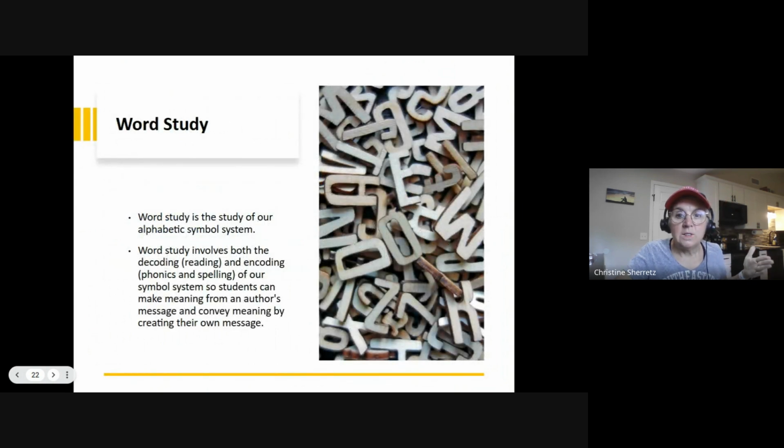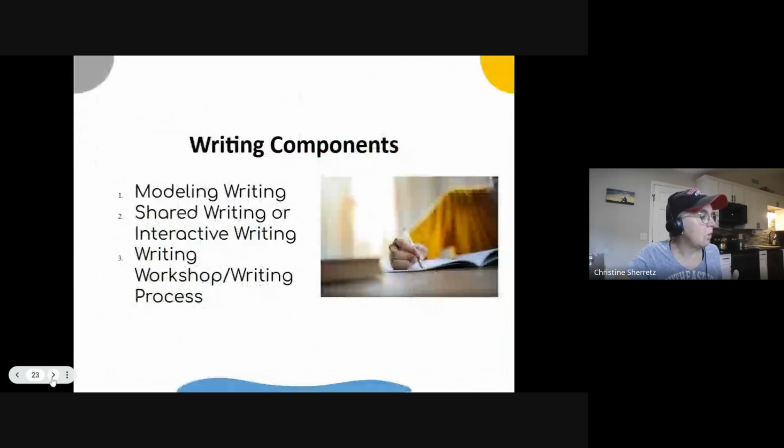And then word study. Don't forget word study in your ELA block. For younger kids, that's going to be phonics and phonemic awareness. For older kids, it's going to be a lot of vocabulary, a lot of looking at morphemes, prefixes, suffixes, and so forth. And then we have the same thing with writing.